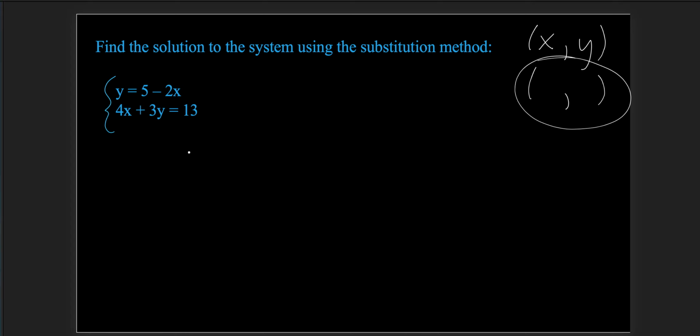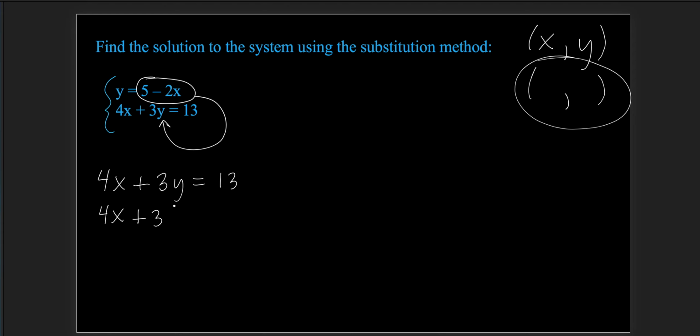So here's your 2 system, it's one system, but here's your 2 equations. Y equals 5 minus 2x and 4x plus 3y equals 13. So the nice thing is that in the top equation, y is already solved for us. It's obvious where y is by itself. So I can take that and plug that right into the other equation. I'm going to have 4x plus 3y equals 13. I'm going to plug in the other equation right in for y. So I'm going to put 5 minus 2x right in here.